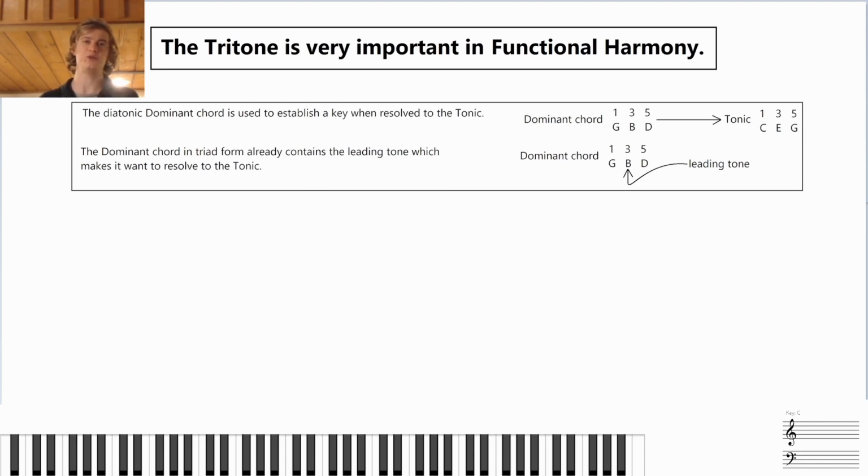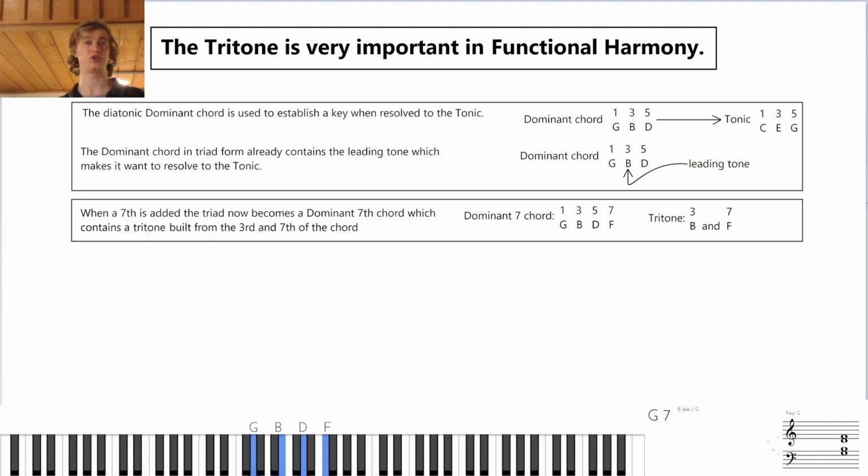And interestingly, when you use a note as a third, so in this case we're actually building a chord, and the third is that B, it actually functions very strongly in this chord, and it's wanting to resolve to that C chord. So it's kind of interesting and important to understand that when a note is in the third of a chord, the note still has a lot of function in the chord. When a seventh is added, now the triad becomes a dominant seventh chord, which contains a tritone built from the third and the seventh of the chord.